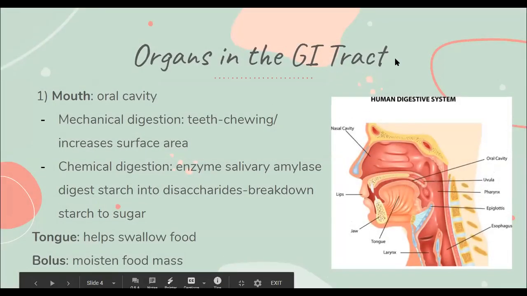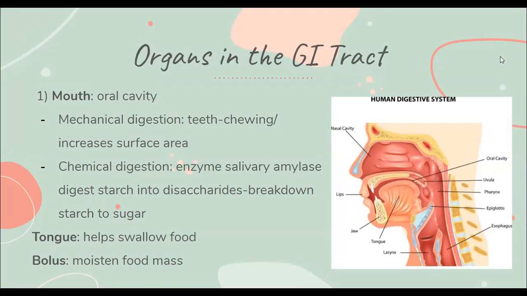All right, so organs in the GI tract. First we're going to focus on the mouth. Mechanical digestion, like I just discussed, happens in the mouth, not in the stomach. In the mouth, it's teeth chewing, the physical grinding. It increases the surface area of the food.